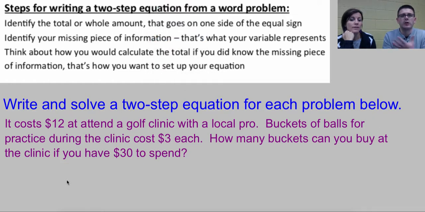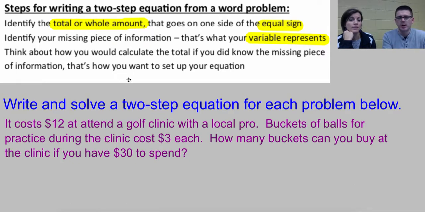All right, now we're going to transition to two-step problems. So now you're going to have to look for a little bit more information in the problem. First thing is identify the total or whole amount. That's going to go on one side. That's what it's going to be equal to. Then identify your missing pieces of information. That's what your variable is going to represent. What don't we know?